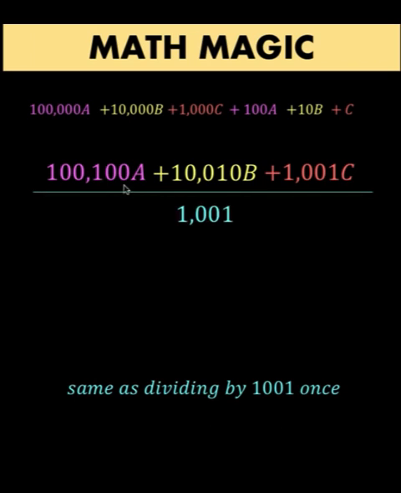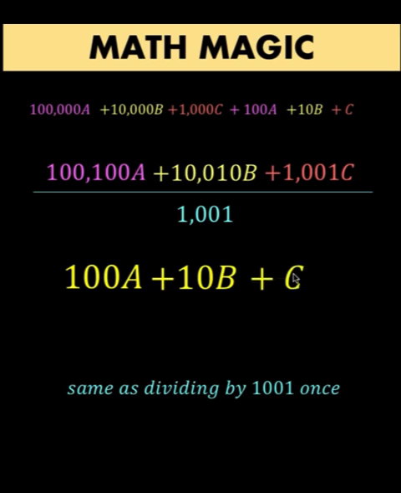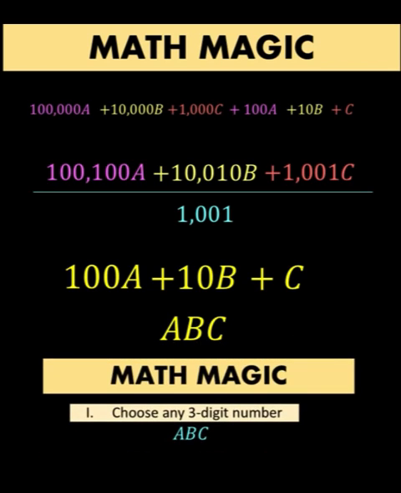So divide the first term by the divisor to arrive at 100A. Divide the second term by 1,001 to get 10B. And divide 1,001C by 1,001 to get C. Notice now that 100A plus 10B plus C is the expanded form of the number with digits A, B, and C. And going back to our original representation, we started with the number ABC to be our chosen 3-digit number.